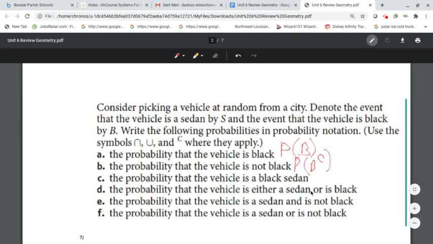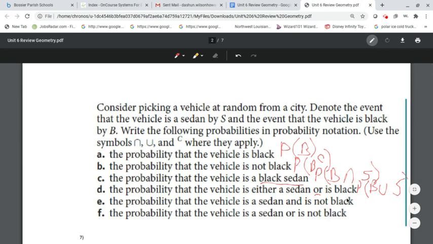The probability of being a black sedan. So that's and, black and sedan. So we're going to use intersection. So it'll be B intersect S. And if you want to, you can write that S intersect B. It's the same thing. And the probability of the vehicle being either sedan or black. So or means union. So this will be P black union S. If you put S union B, that is also fine.